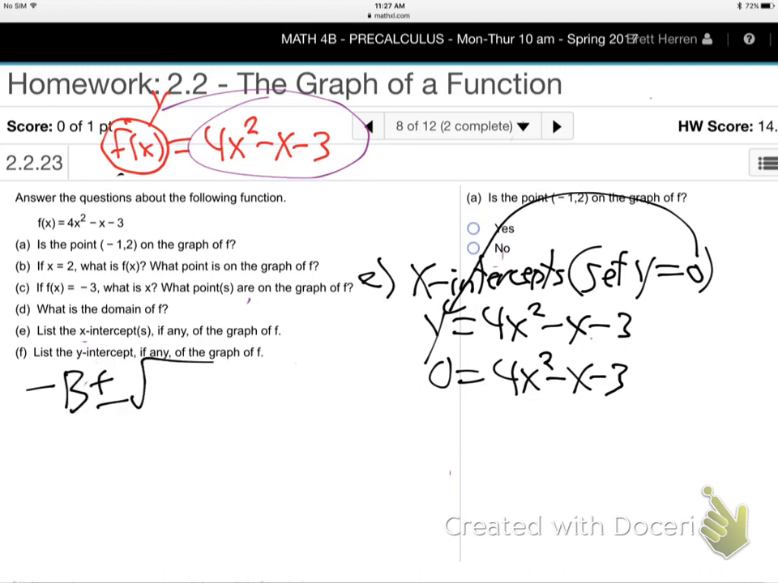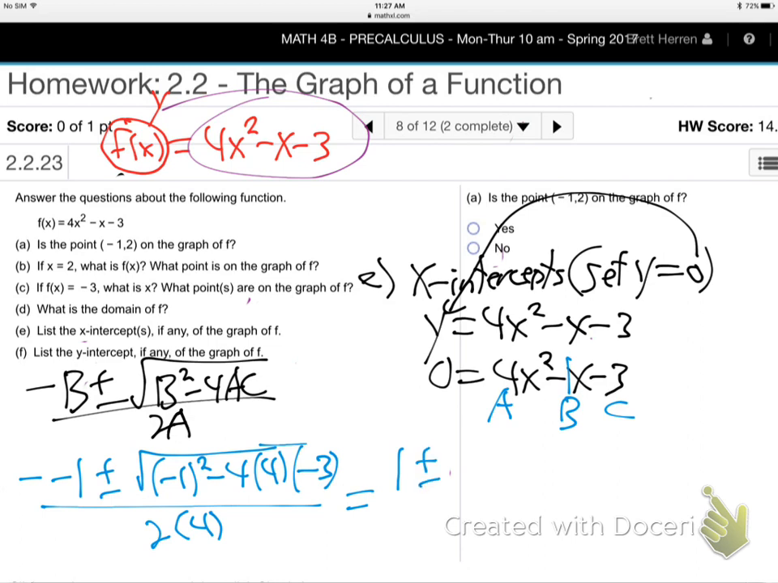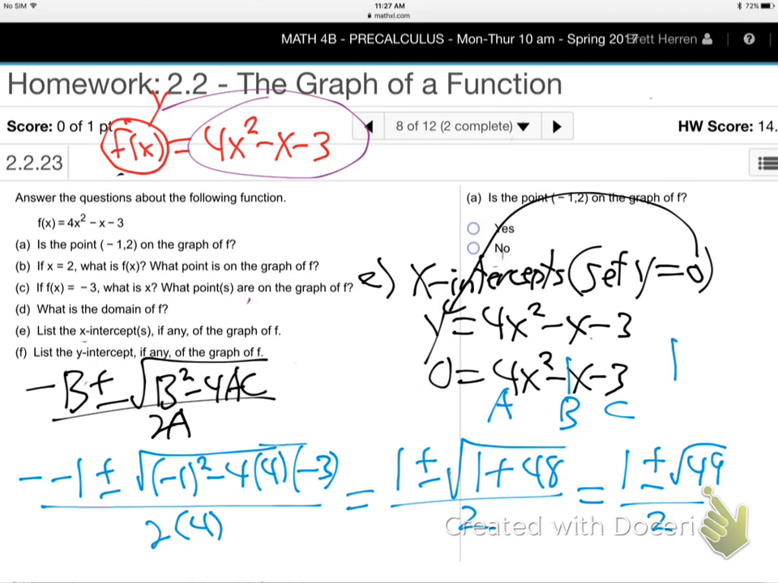So negative b plus or minus the square root of b squared minus 4ac, all over 2a. Plug into the quad. B is negative 1, c is negative 3. So negative b, negative 1, plus or minus the square root of b squared, negative 1 squared, minus 4 times a times c, all over 2a. So what is that? 1 plus or minus the square root of 1 plus, is that 48? I think it's 48. Notice the sign is positive, guys and gals. You all see that? Negative times positive times negative comes out positive, two negatives. So we get 1 plus or minus root 49 over 2. 1 plus or minus 7 over 2. So 8 over 2 and negative 6 over 2.